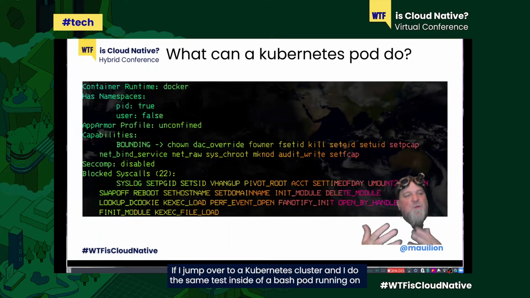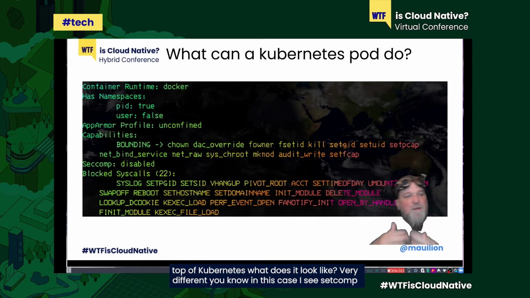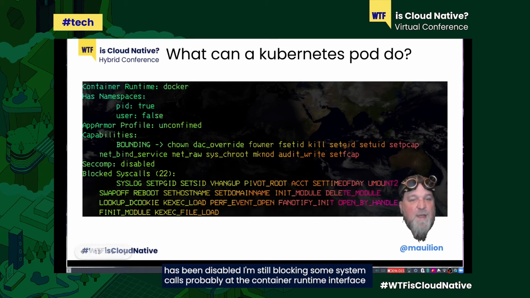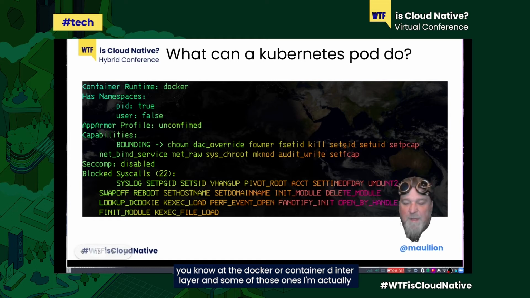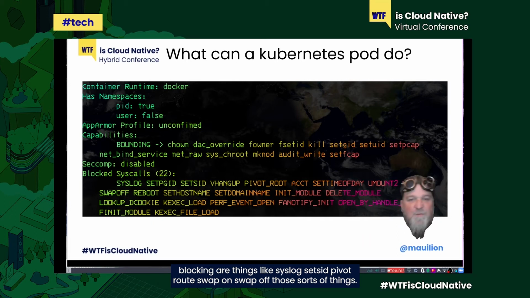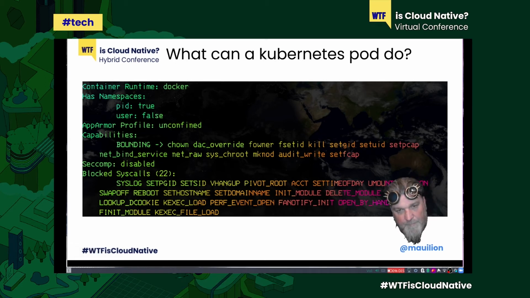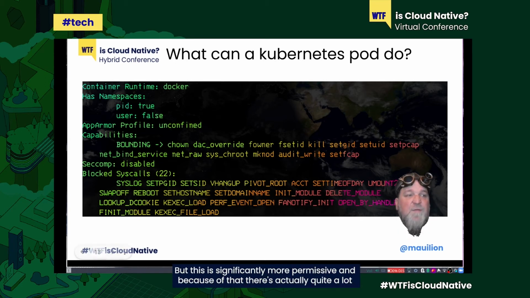If I jump over to a Kubernetes cluster and do the same test inside of a bash pod running on top of Kubernetes, what does it look like? Very different. In this case, I see seccomp has been disabled. I'm still blocking some system calls, probably at the container runtime interface, at the Docker or containerd layer. Some of the ones I'm blocking are things like syslog, setsid, pivot root, swap on, swap off, those sorts of things. But this is significantly more permissive.